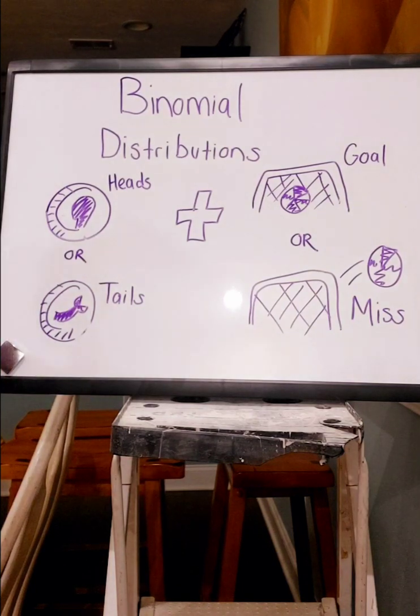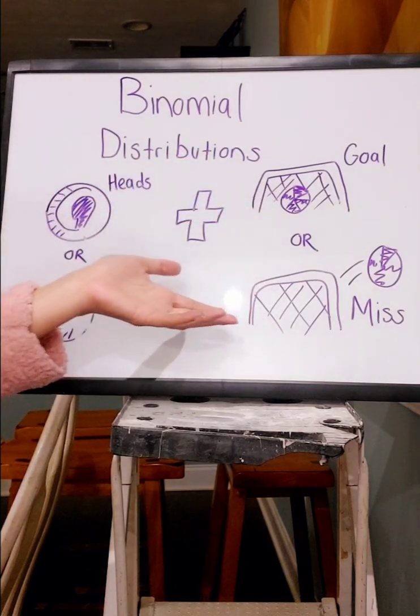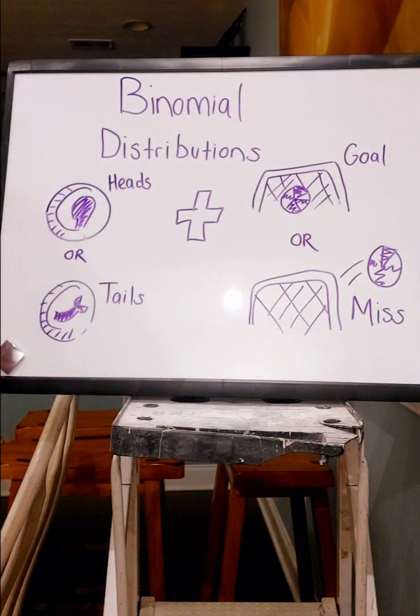But you can't do both at the same time because this is known as mutually exclusive events. You can't land on heads and tails at once, and you can't goal and miss at the same time. It's just not possible. So yes, those are some examples of binomial distributions, and let's jump into the problem now.